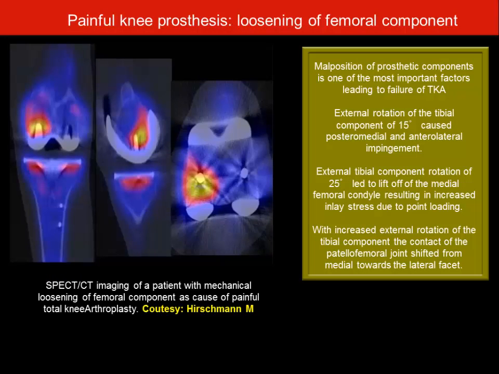This is a patient having a SPECT CT of mechanical loosening. As you can see, there is increased uptake in this area. This is from the Hirschman group, and they have labeled it clearly as loosening of the patellar component of the total knee arthroplasty.